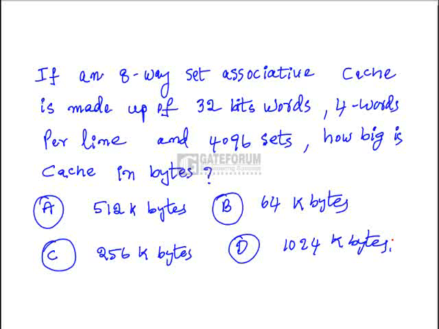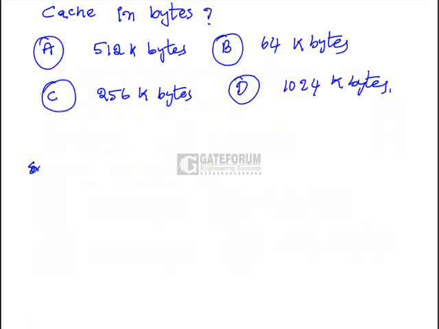So here the 4 words per line were given. The solution you can find out like this. So how many words are there? 4 words per line, and 32 bits is a 4 byte word. So how many lines will be there? 32 bit means 4 bytes. So 4 into 4, 16 bytes per line. So the number of bytes per line is 16 bytes.